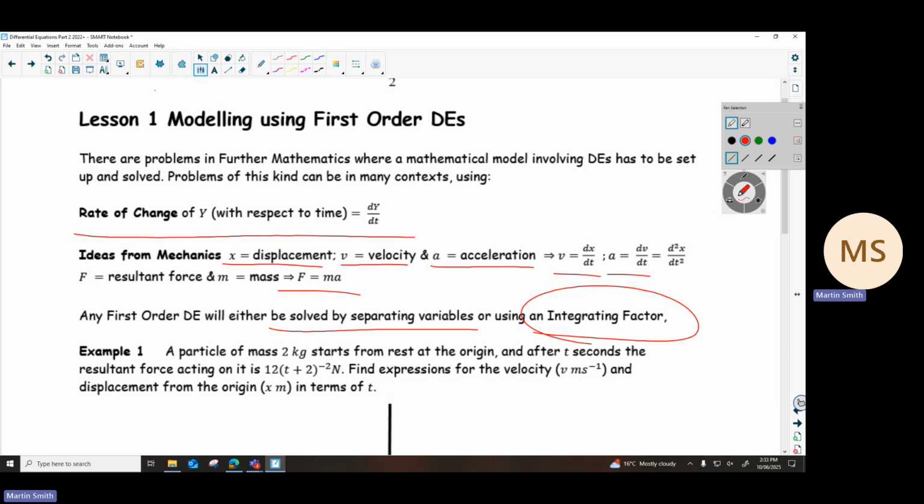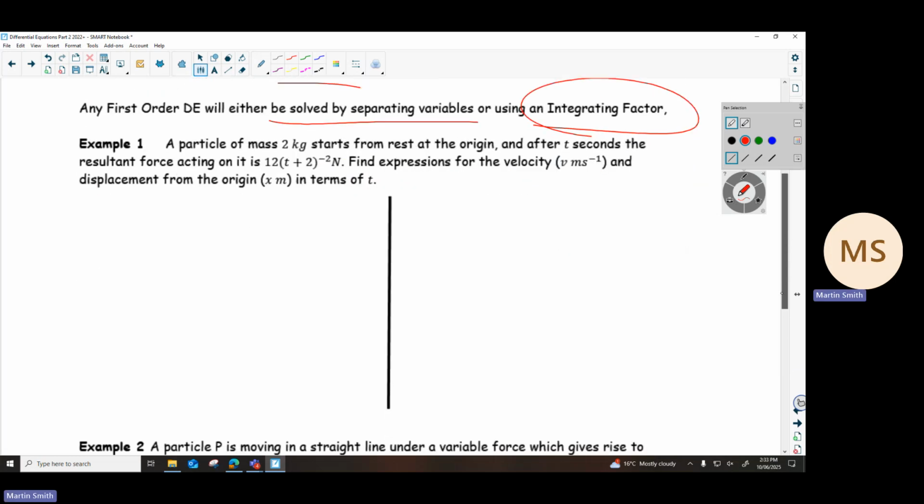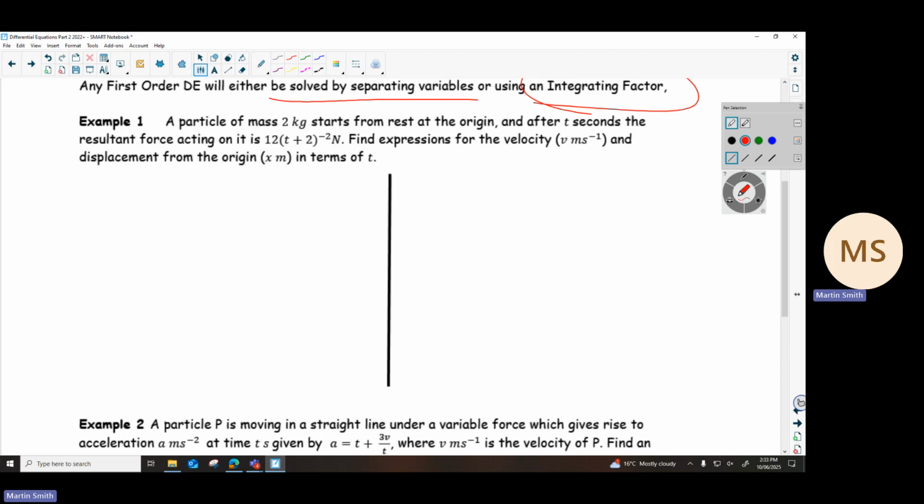Okay, folks, here is example 1. A particle of mass 2 kilograms starts from rest at the origin. Starting from rest at the origin means when t is 0, its velocity is 0, and its displacement x is also equal to 0. After t seconds, the force acting on it is 12 times (t plus 2) to the minus 2 newtons. I want to find expressions for its velocity v and its displacement x in terms of t.